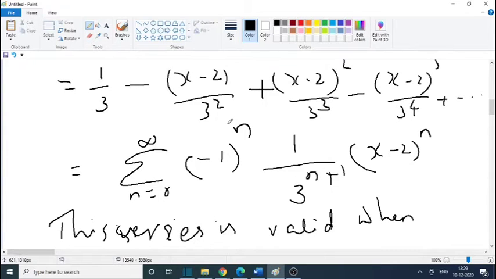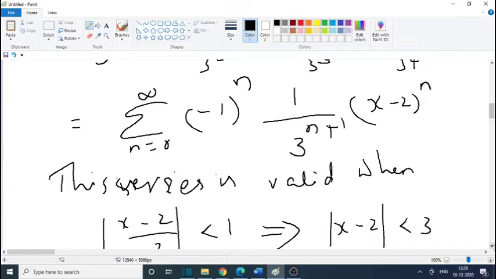So the first term is positive. So when n equal to 0, this will be positive. Next term, 1 by 3 raised to n plus 1. In the first term we have 1 by 3 there. Now (x minus 2) power 0. So in the first term only 1 by 3 is there. Next term minus, plus, after that. So this is the series form.